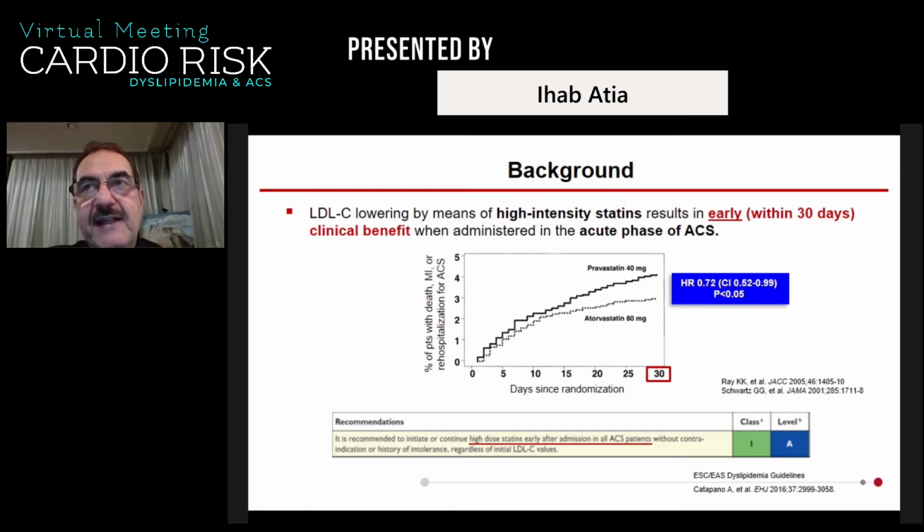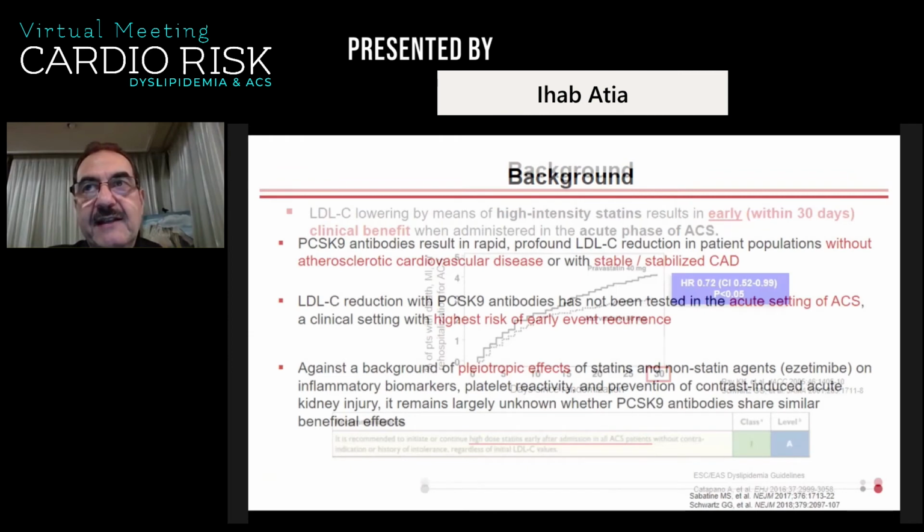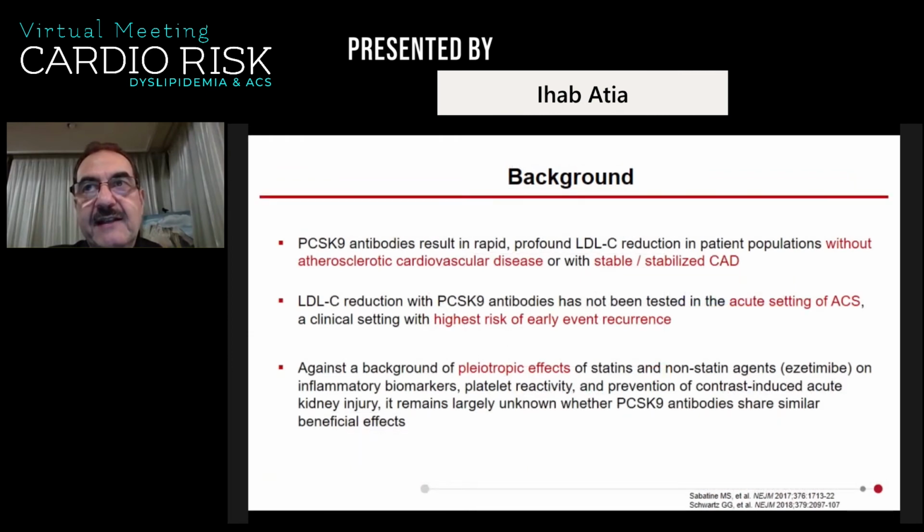So they thought the PCSK9 monoclonal antibodies would result in a rapid, profound LDL reduction. And this was shown in patients without atherosclerotic cardiovascular disease, as well as those with stable established coronary artery disease. But evolocumab has not been tested in the acute setting of ACS, a clinical setting that has the highest risk of recurrent events early on.